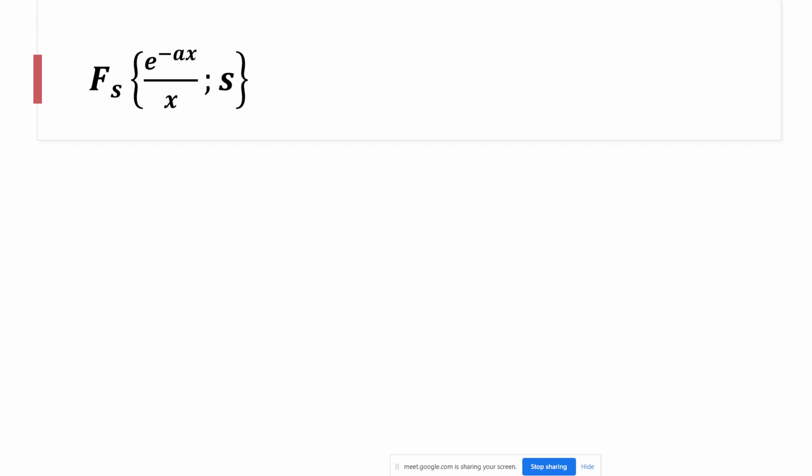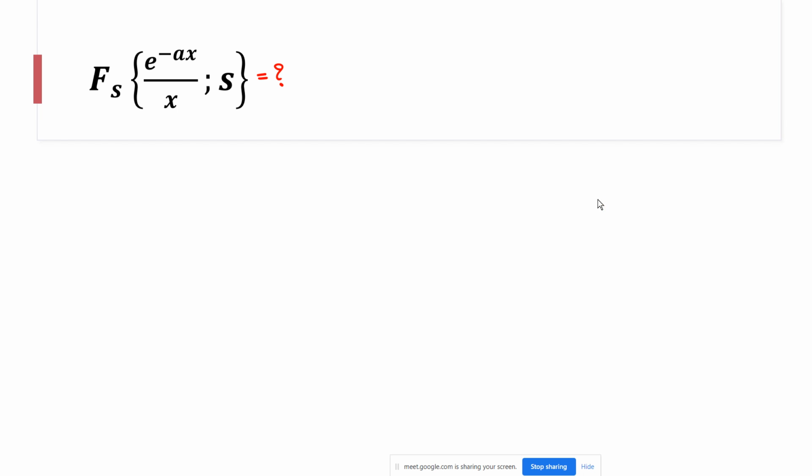This is the last thing that I am going to discuss. The rest is nothing but the questions which we discussed while solving these properties and the simple examples. So I want to find out the Fourier sine transform of e raised to minus ax upon x converted to variable s.